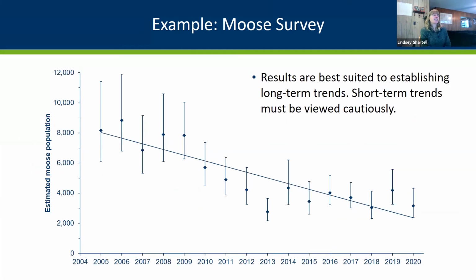Here are the latest results from the moose survey over the past 15 or so years. The results are best suited to establishing long-term trends. Short-term trends must be viewed cautiously. As you can see, the confidence intervals from year to year often overlap, suggesting there's no statistically significant change from year to year. However, the long-term linear trend shows a decline.